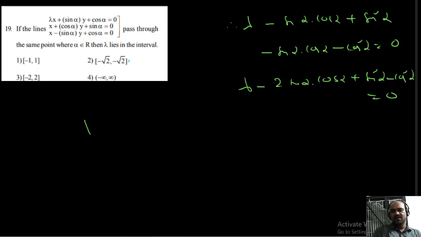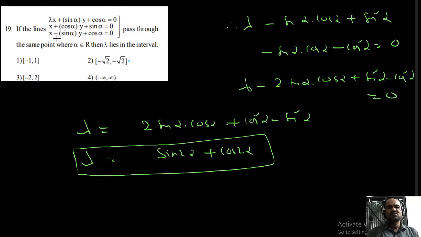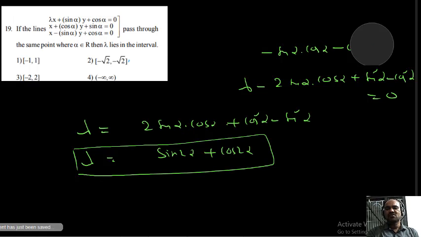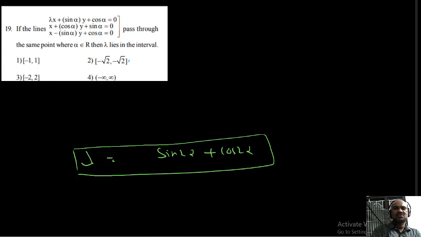In other words, listen students, lambda is equal to 2 sin alpha cos alpha plus cos square alpha minus sin square alpha. What is lambda? Lambda is equal to sin 2 alpha plus cos 2 alpha. What is the range of lambda? It is enough to find the range of sin 2 alpha plus cos 2 alpha.